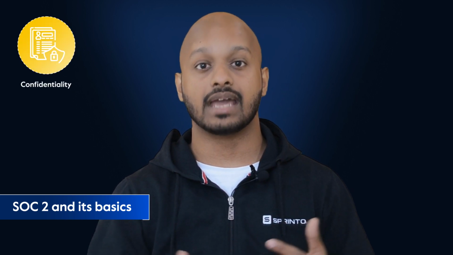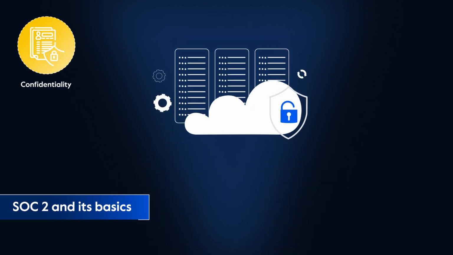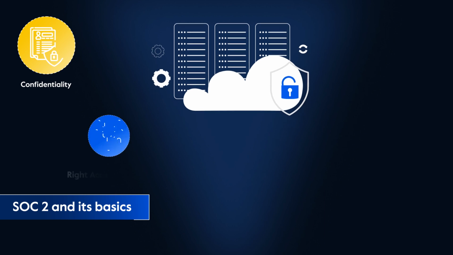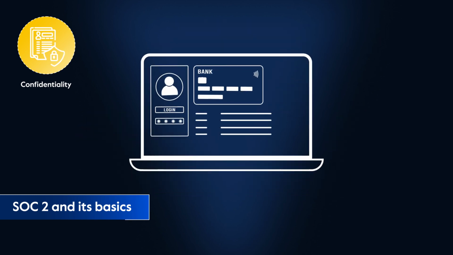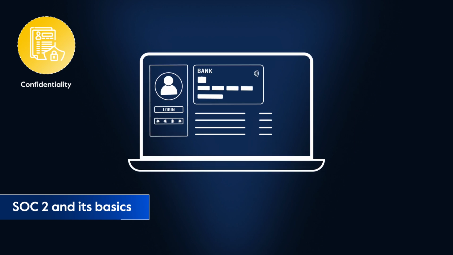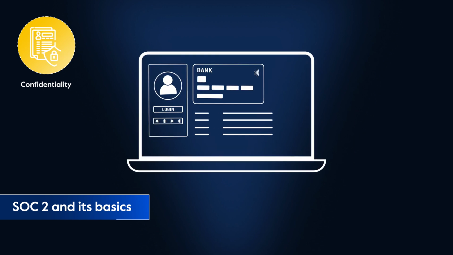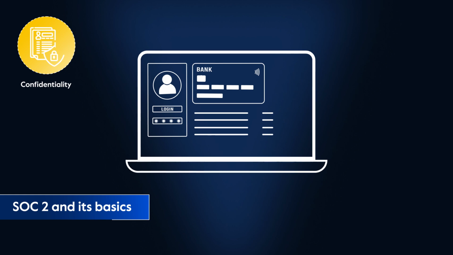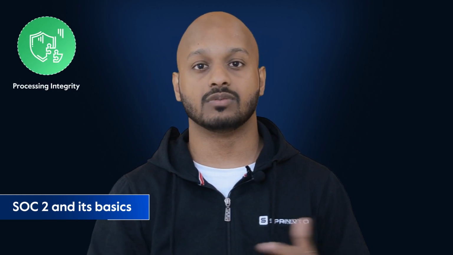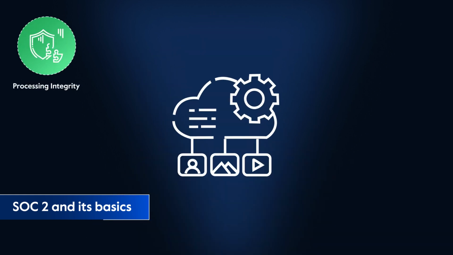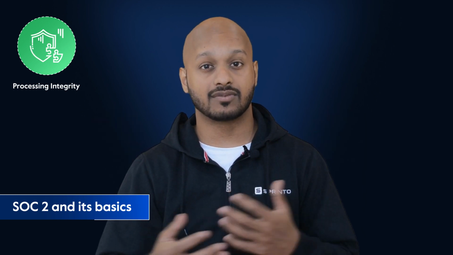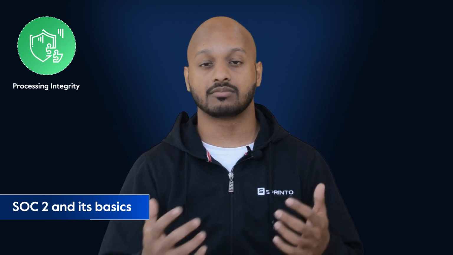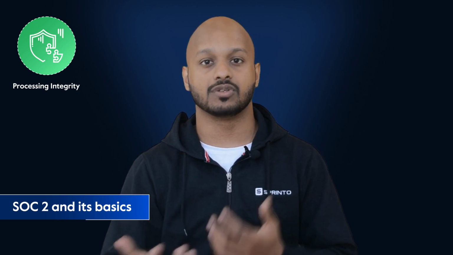Confidentiality is the third, and it helps showcase how you safeguard confidential information by establishing the right access controls and proper privileges. If you handle a lot of financial data or IP, or promise that you delete customer information post an engagement, confidentiality is for you. Processing integrity relates to your work around cloud data processing and whether that's done accurately, reliably, and on time. If you're handling sensitive customer operations like financial processing, integrity makes a big difference to your report.